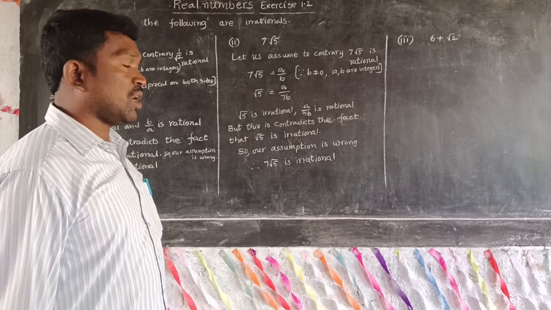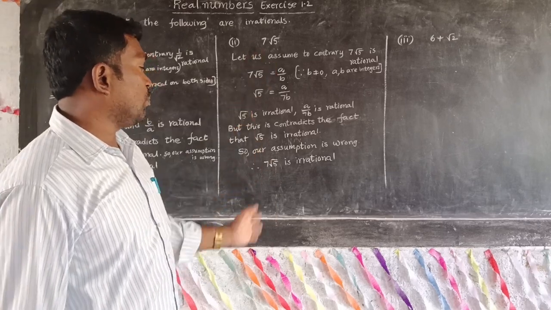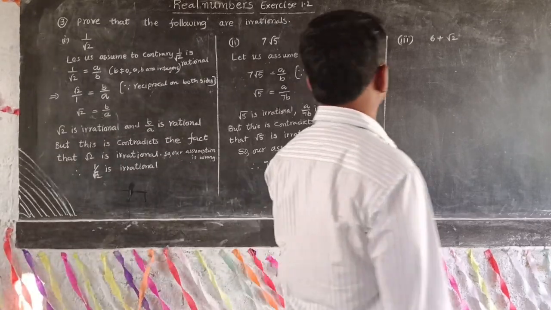So our assumption is wrong. మనం అలా అనుకోవడం తప్పమ్మా. Therefore 7 root 5 is irrational.